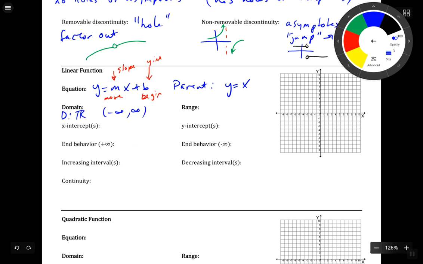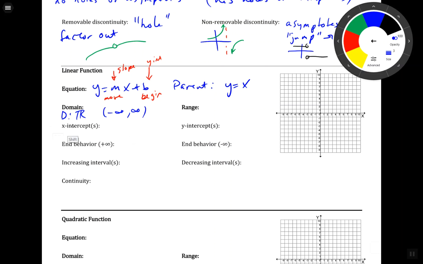I need you to get used to the negative infinity to infinity. Why? Because this is pre-calculus. Presumably this class is to lead you to calculus. And in calculus, you need to know that notation, the negative infinity to infinity. What's its range?